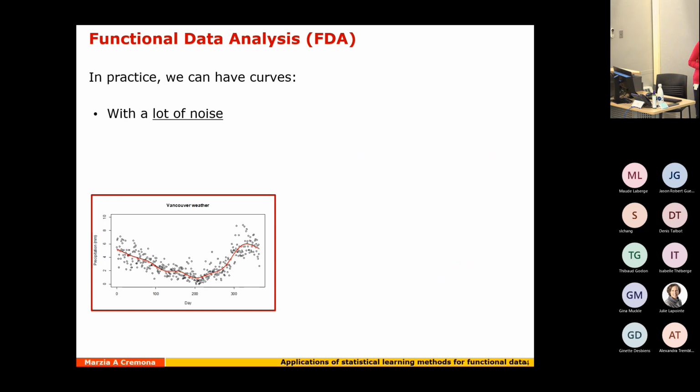In practice, we have a lot of problems with this data. First problem, we usually observe these curves with a lot of noise. Here there is an example of Vancouver precipitation data. On the x-axis, we have the day of the year, and we have the precipitation on the y-axis. You can see that there is some trend, but there is also a lot of noise. So one of the issues we deal with is how to filter out some of this noise.